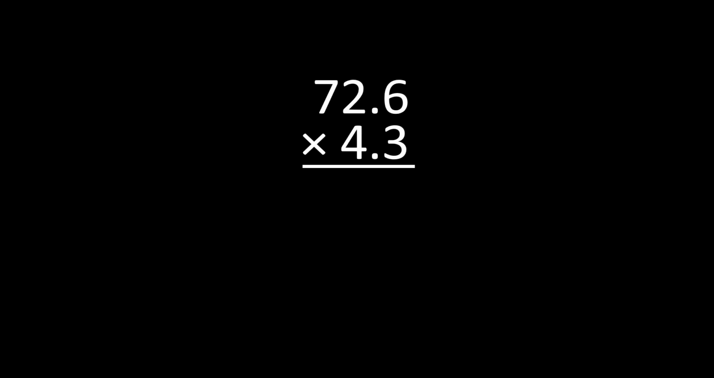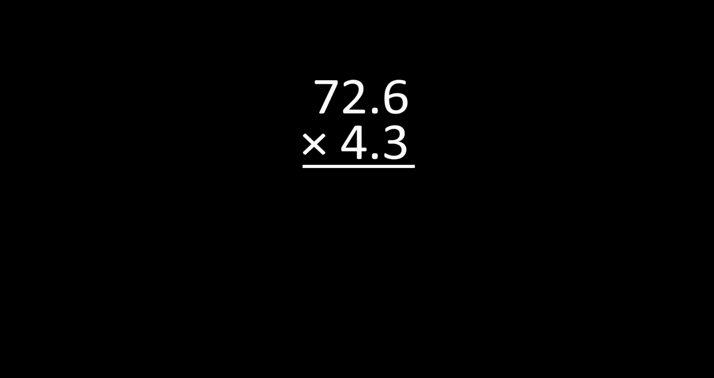In this example, we have 72 and 6 tenths times 4 and 3 tenths. And when you multiply decimals, you don't have to line up the decimal. In this example, you end up seeing the decimals lined up because each number only has 1 digit behind the decimal place. So this just naturally happened. It wasn't something that we did purposefully, lining up those decimals.